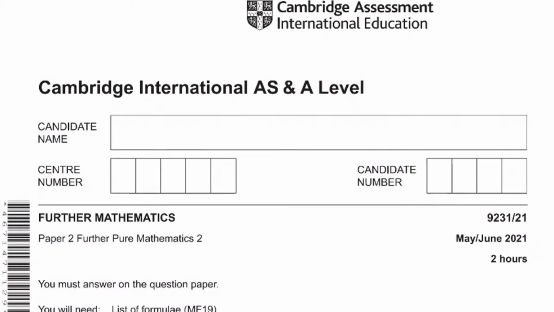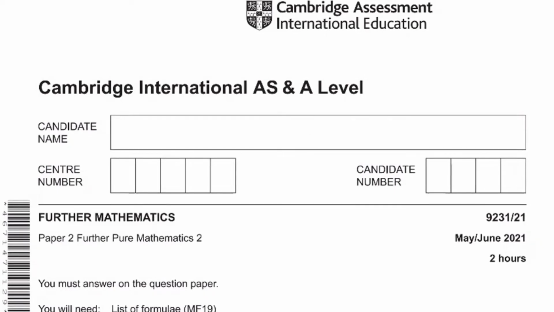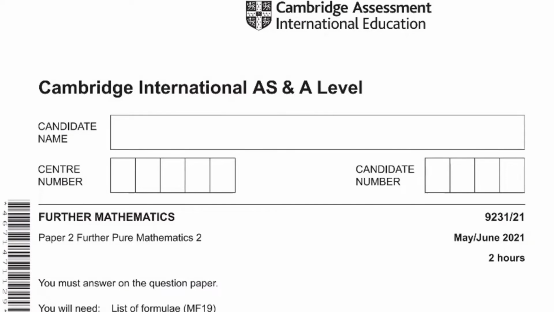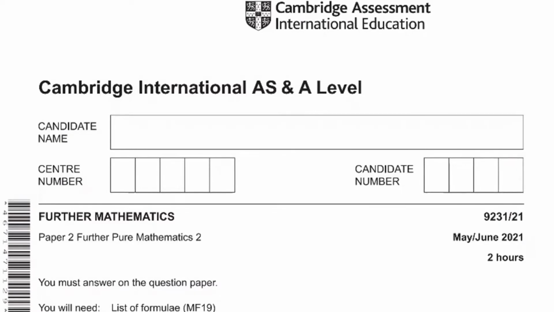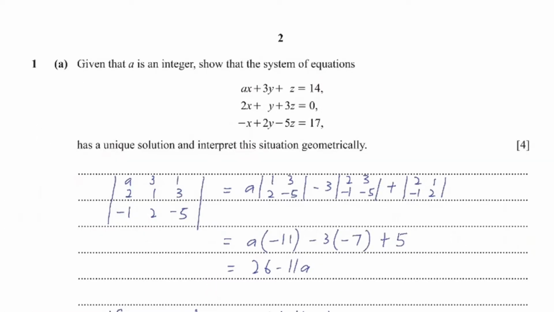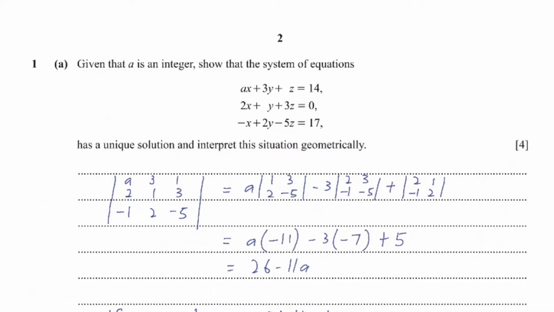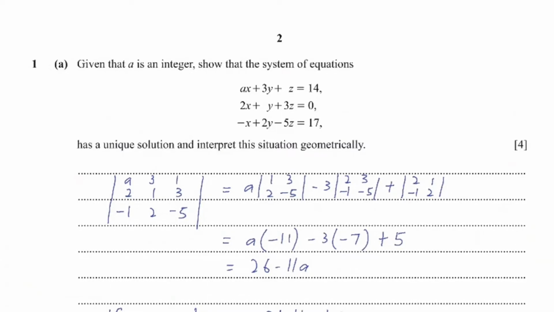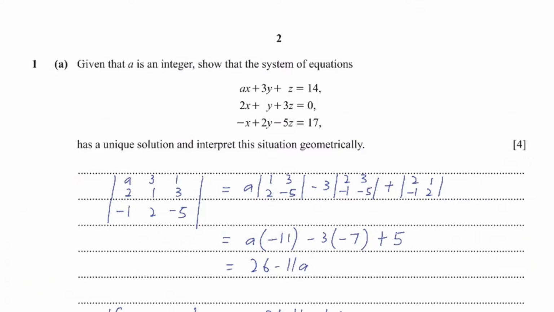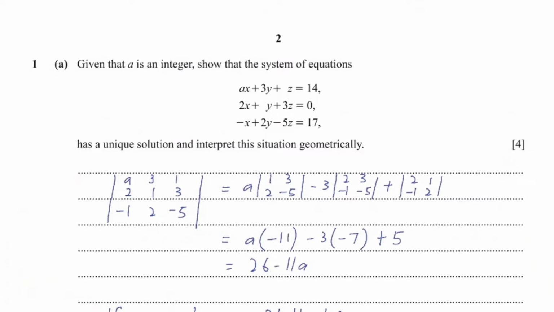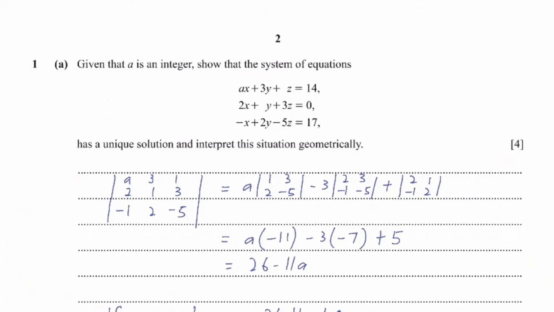Okay, so let's look at this set of the paper, which is May June 21, paper 2122. For the first question, it is about the system of equations. We want to show that this system of linear equations has a unique solution.